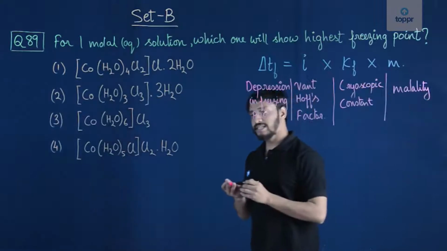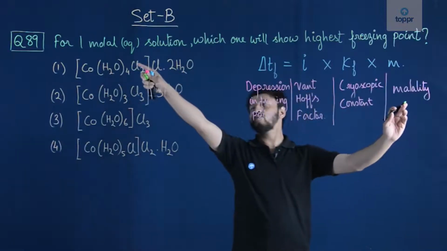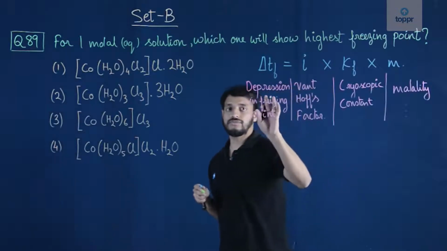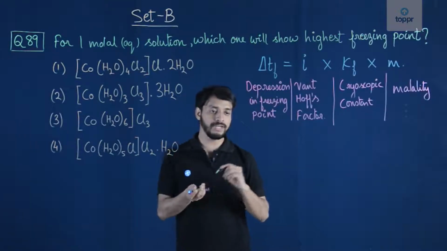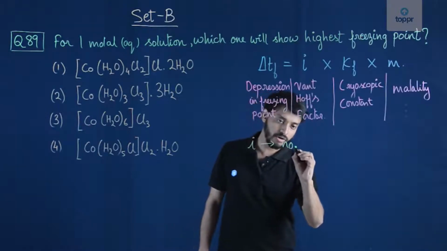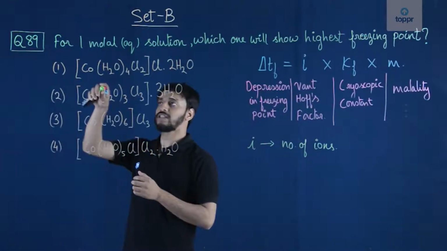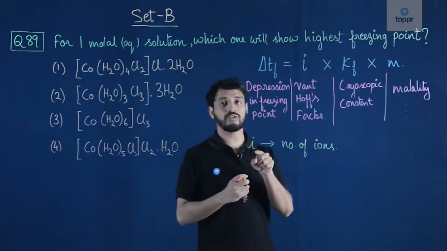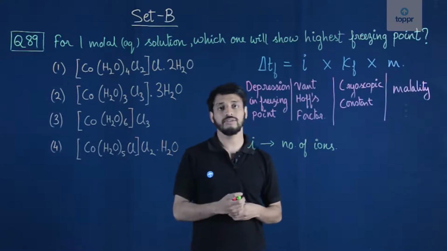Correct? Now in this equation, this is constant. We have been given the molality as 1 molar. So what are we left with? i. So basically this depression in freezing point is dependent on i, that is Van 't Hoff's factor. Now this i is basically dependent on the number of ions. Now ions, how will they be produced? They will be produced on dissociation of these compounds. So the number of ions will be important to calculate i. The more the number of ions, the higher will be the depression in freezing point.